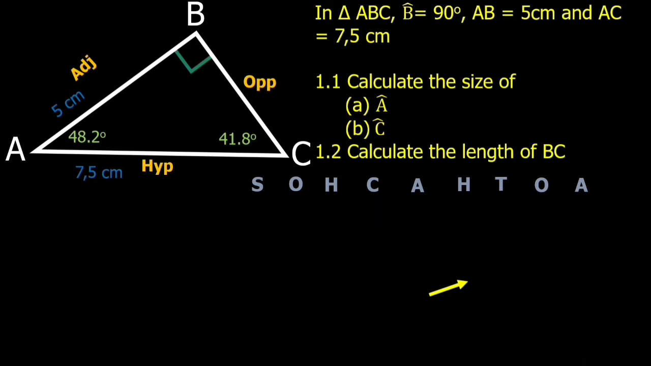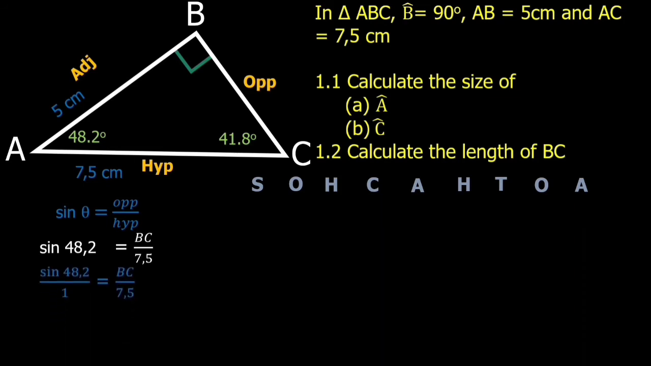Alternatively, we can use another ratio. Because BC is the opposite side, we can use the hypotenuse as well: BC and AC. So the sine of 48,2 equals BC over 7,5. Do the ratio thing again. Guys, at this stage you should be able to do that. Cross multiply. You now get BC is equal to 7,5 times the sine of 48,2.